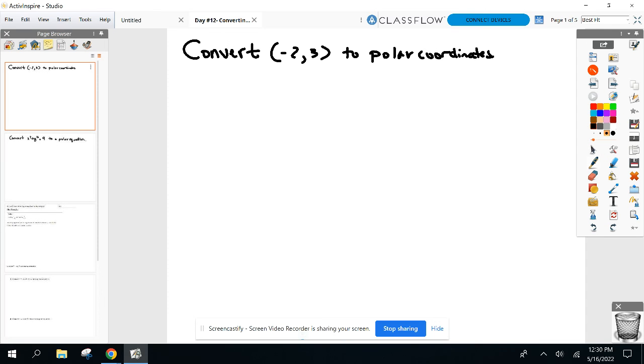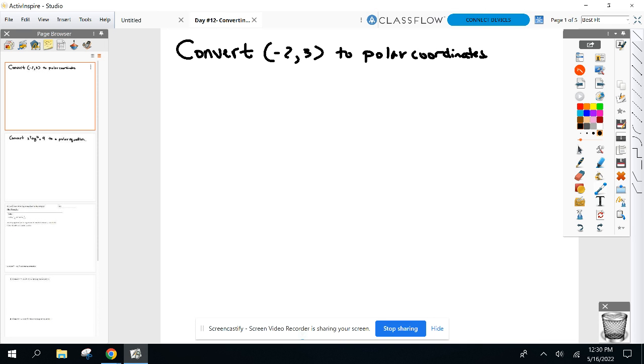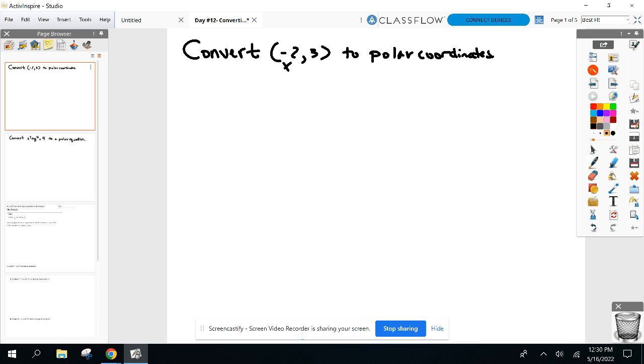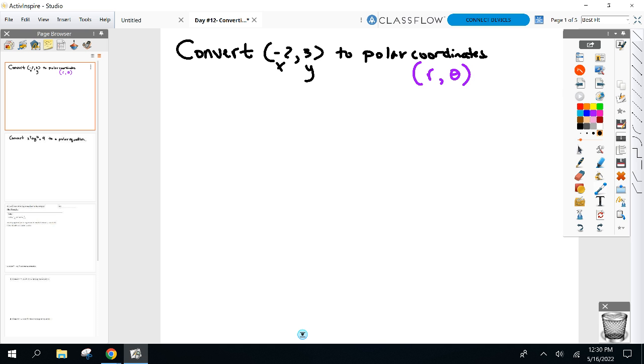All right, this first one here, I take -2, 3, and move it to polar. You guys know this is x, y, but when I go polar, I need it into r, theta. So real quick review, because this, again, will lead into today's stuff. What quadrant am I in? Second quadrant, -2, +3.